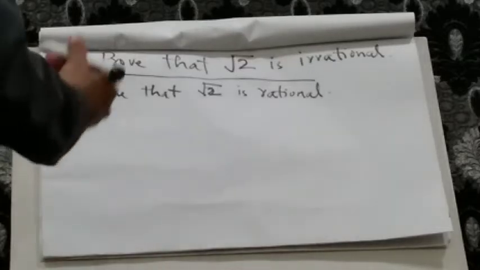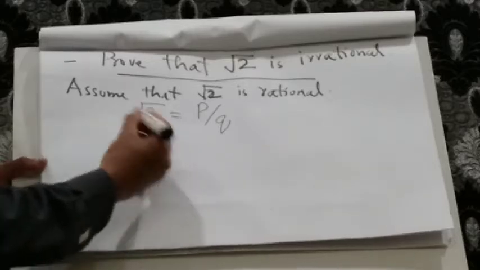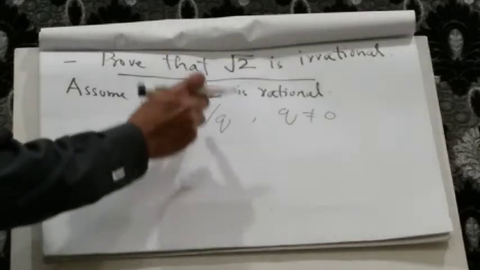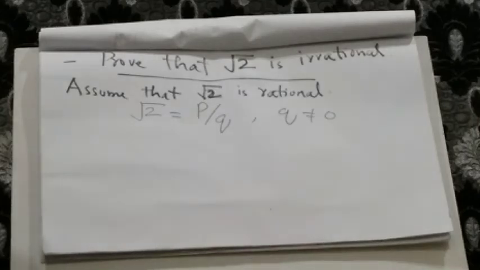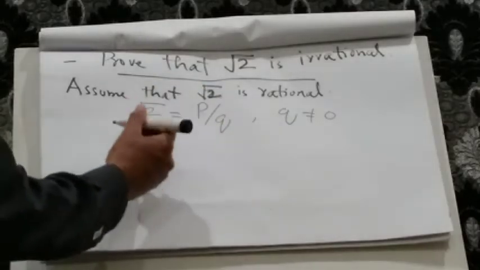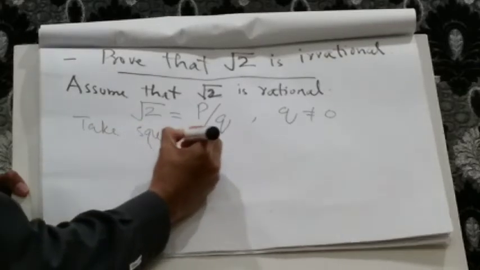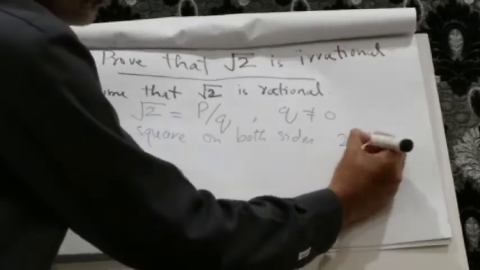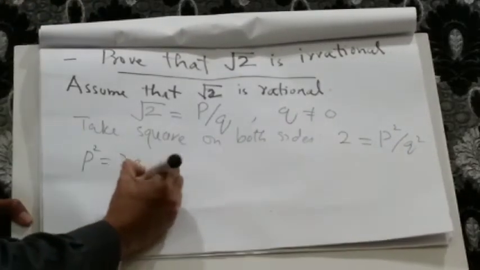So if my assumption is true, then I can write under root 2 as p over q, such that p and q are integers and q is not 0. An additional part of the definition is that p and q are integers which don't have any common factor other than 1. If this statement is true, then we square both sides, and it gives me 2 equal to p square over q square. From this, I can write p square as 2q square.